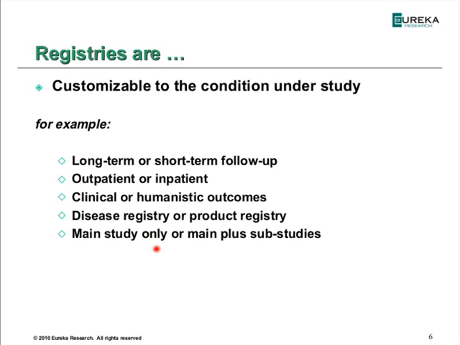One of the nice aspects of registries is that it's possible, just as with randomized trials, to set up a main study, but if there are questions that are of particular interest to certain sites or that don't require quite as large a sample size to address, it's also possible to set up sub-studies to address certain kinds of questions as well.